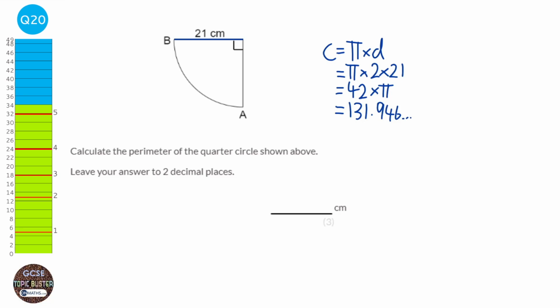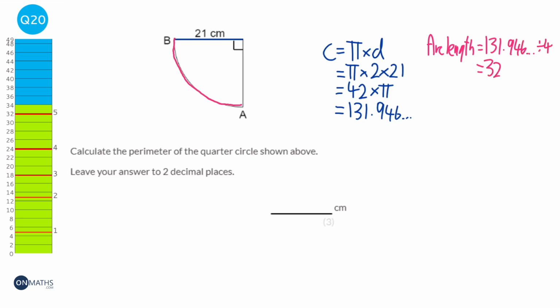So to find the arc length, which is this part here, it's like a part of a circumference, to find the length of the arc, what we're going to do is just get that circumference and divide it by 4. So we're going to get the 131.946, blah, blah, blah, and divide it by 4. When we do that, we get 32.986, blah, blah, blah.